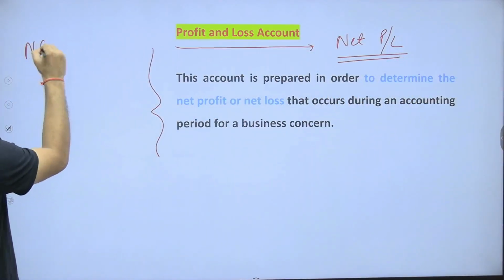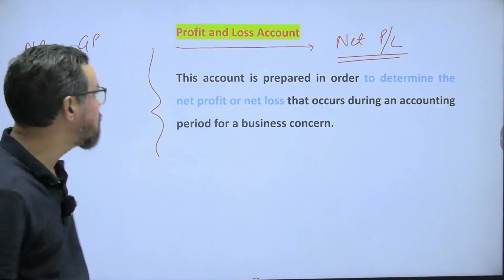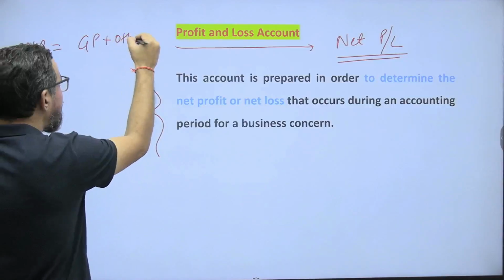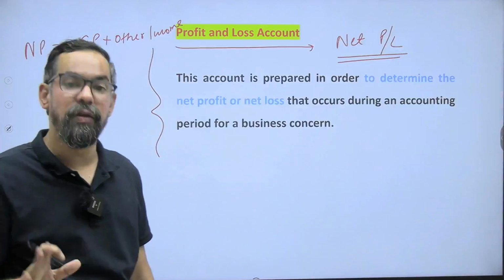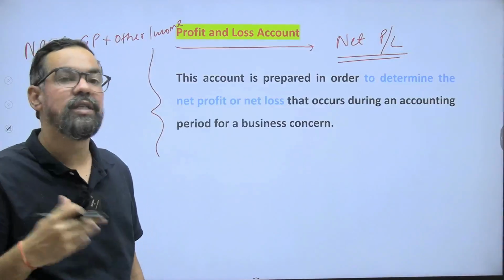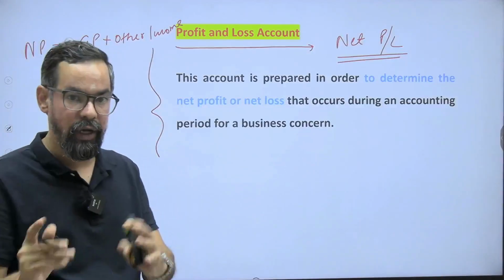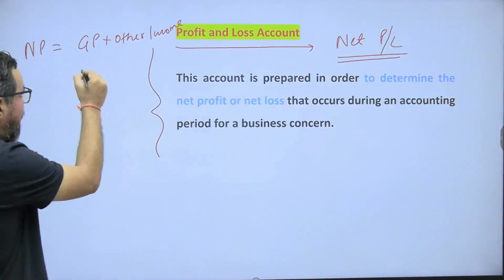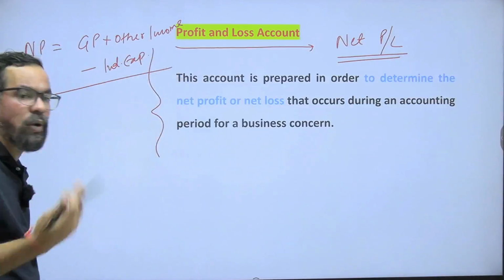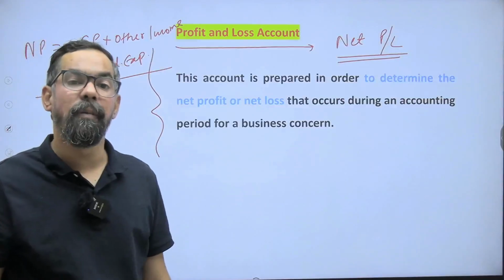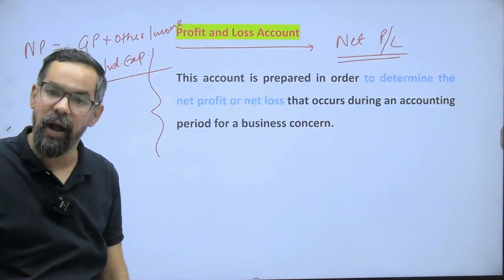Net profit is equal to gross profit, which we calculated with the help of the trading account, plus other income. Other income means income such as dividend, commission, or interest we receive. Apart from that, gross income is also known as operating income, from sale and purchase activities. Minus indirect expenses. In the case of gross profit, we kept only the direct expenses, so all indirect expenses will be part of this.